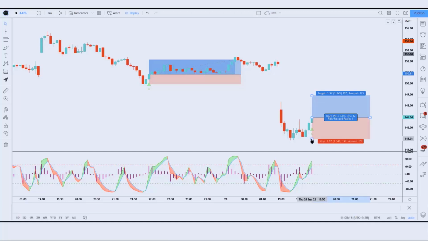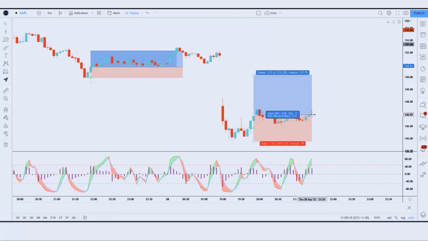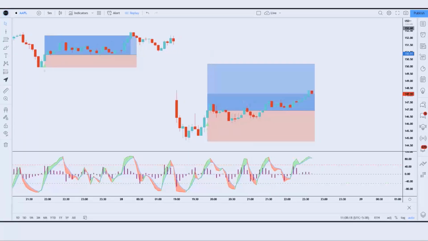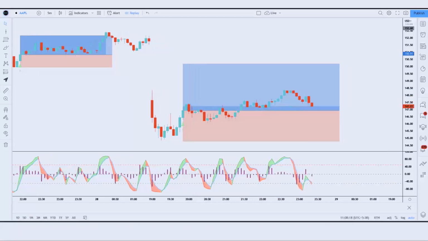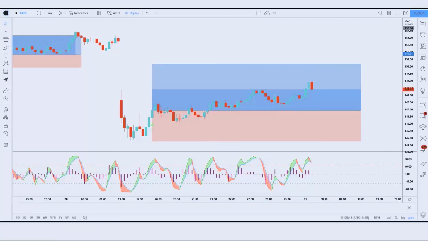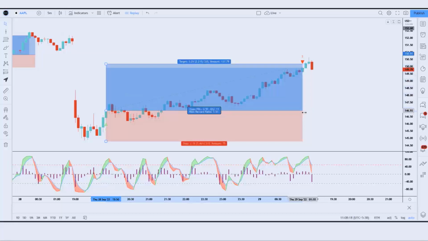Our stop loss will be placed at the low of the previous candle. And the risk to reward ratio will be 1:1.5. Let's see what happens to our trade. Our trade is running in profit. We have won the trade.